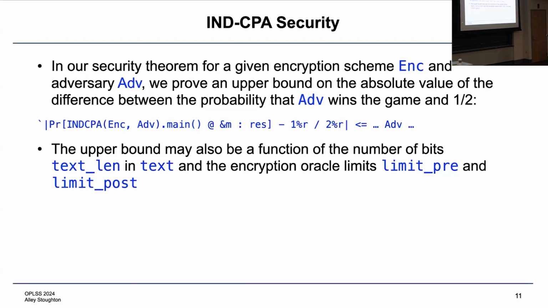But it's also going to be a function of the number of bits in a text value, text len, and the limits, limit pre and limit post. It may or may not be clear to you yet why this might be so, but we'll get there. Ideally, we would like this upper bound to be 0 to be able to prove that the adversary can't do better than half the time. Can't win better than half the time. That turns out not to be possible, but we want this ideally to be as small as we can.